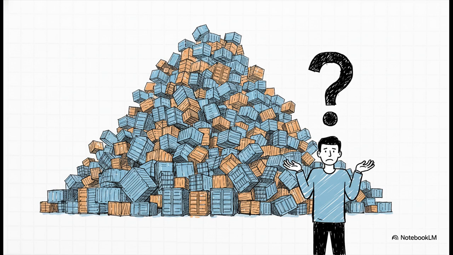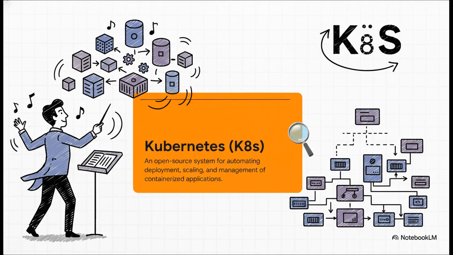And that changed everything. But this awesome new way of doing things brought a whole new headache. I mean, when your app is made of hundreds or even thousands of these little containers, how on earth do you manage them all? How do you tell them when to start, when to stop, how to talk to each other? And what do you do when one of them just fails? Trying to do all that by hand? No way. It's just impossible. And that's exactly where Kubernetes comes into the picture.